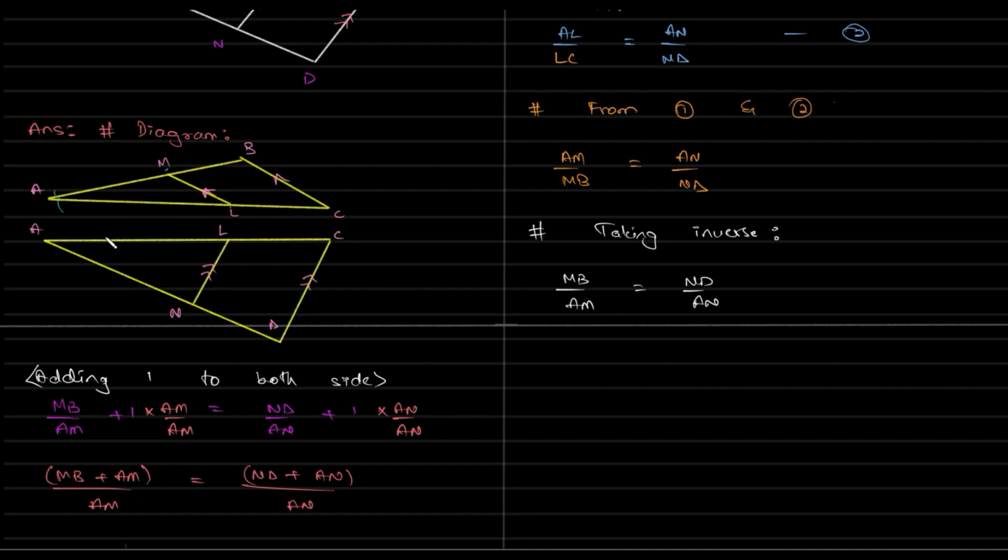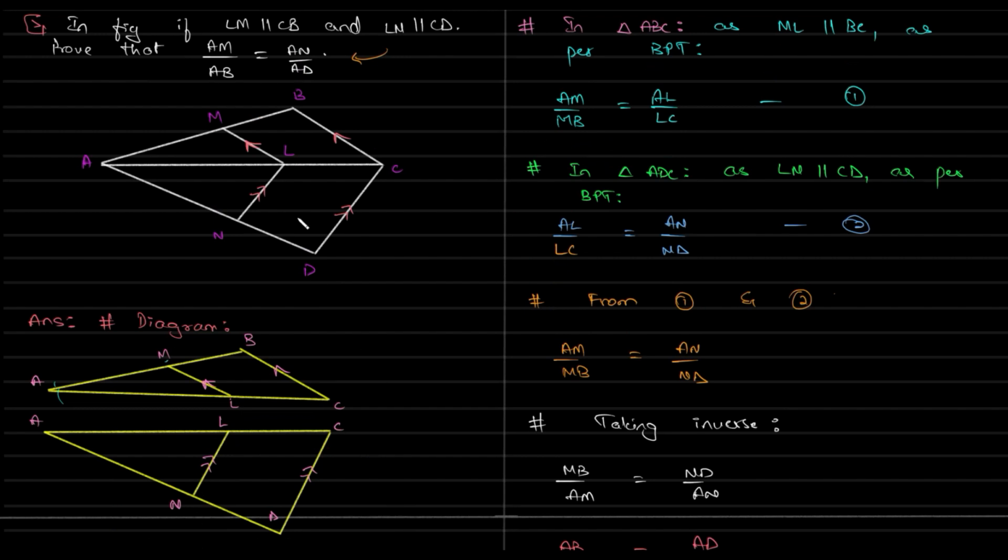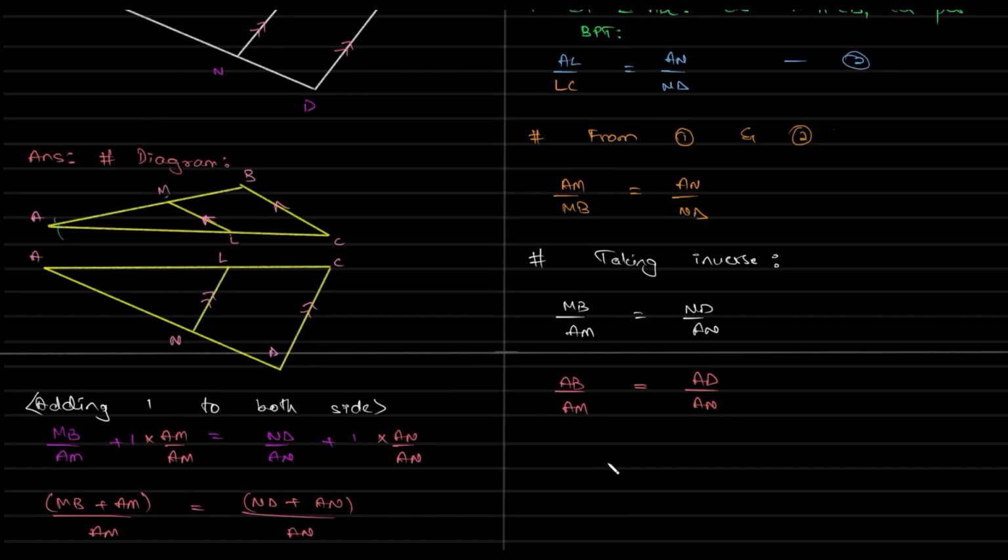What is AM plus MB? AB. So AB divided by AM is equal to ND plus AN, which is equal to AD divided by AN. And is this what we want? Almost. We just have to write that. See, this is the inverse of whatever we got. We just have to write, this implies AM by AB is equal to AN by AD, hence proved.